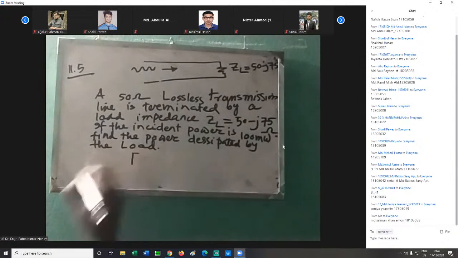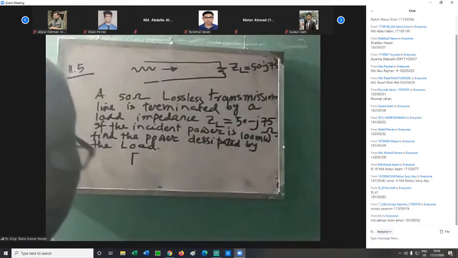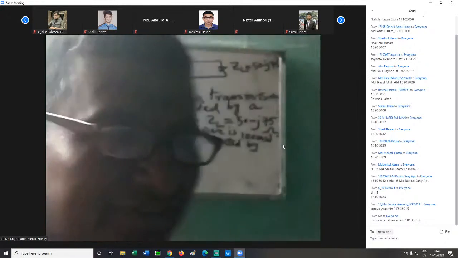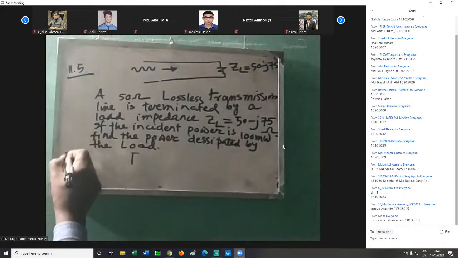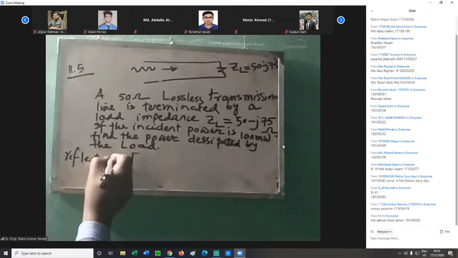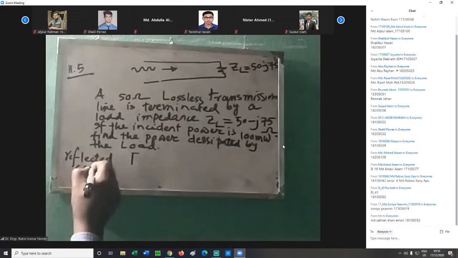It is tau. That is what we call that formula. The reflection coefficient is given by tau. It is called the reflection coefficient.